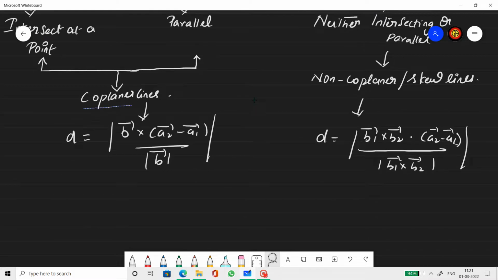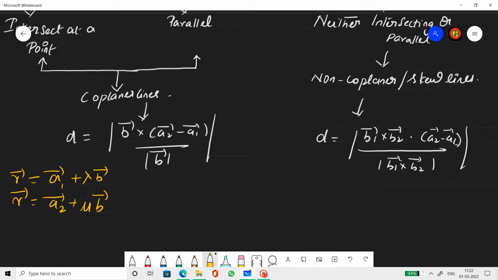Now when the lines are coplanar, which means they are parallel, because intersecting does not have a distance. So coplanar lines and they are parallel. How do two parallel lines look? The equation of two lines that are parallel will look like this: r vector equals a1 vector plus lambda times b vector, and r vector equals a2 vector plus mu times b vector.